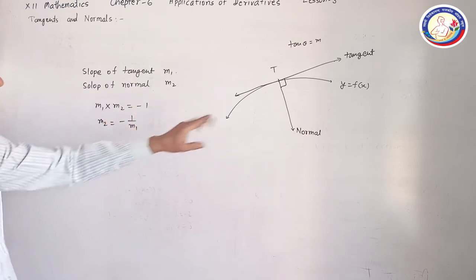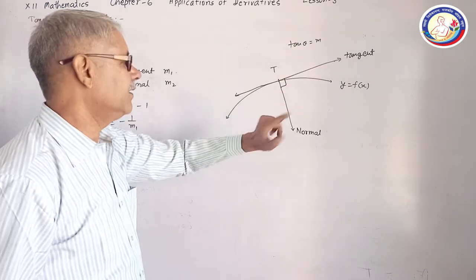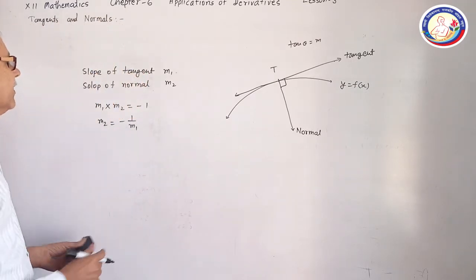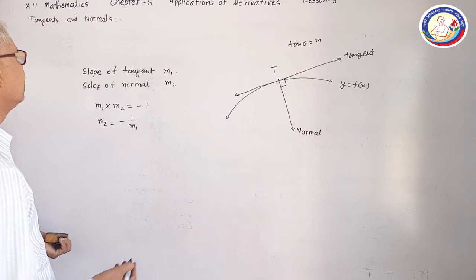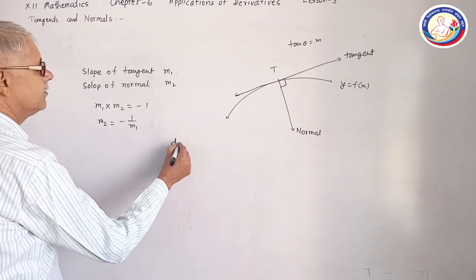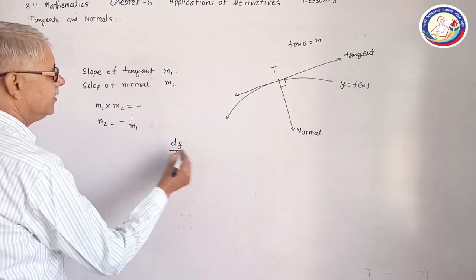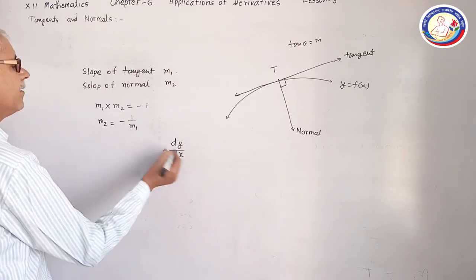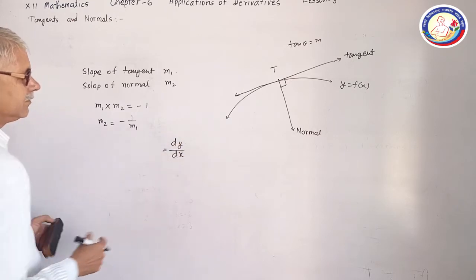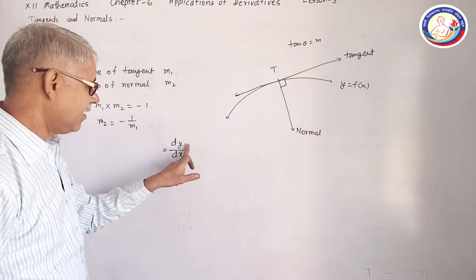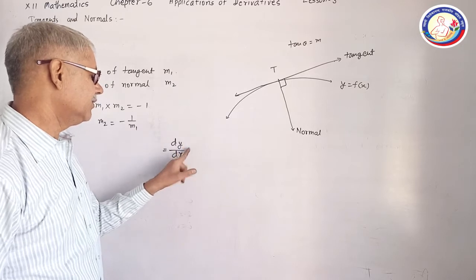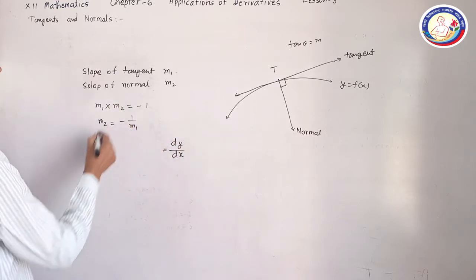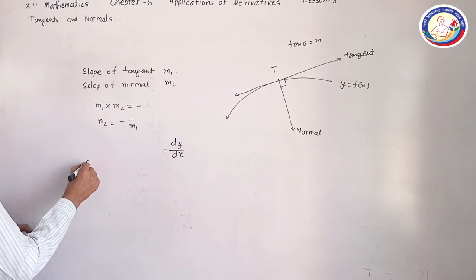If we are given the slope of normal, then we can find the slope of tangent by this formula. We can denote the slope by derivative also. Here we will use the derivative, dy by dx equal to slope of line. If we find the derivative of y with respect to x, it gives us the slope of tangent. So m is equal to this, then the slope of normal.